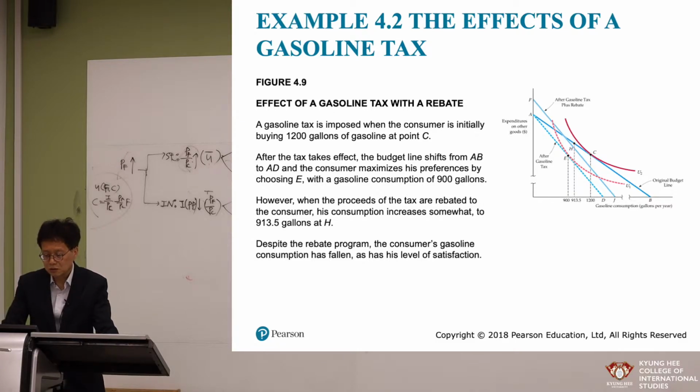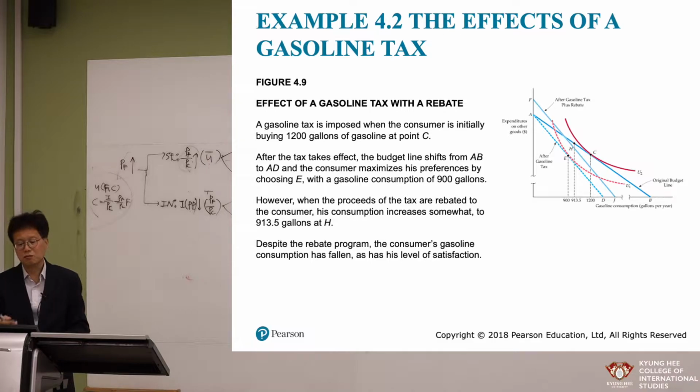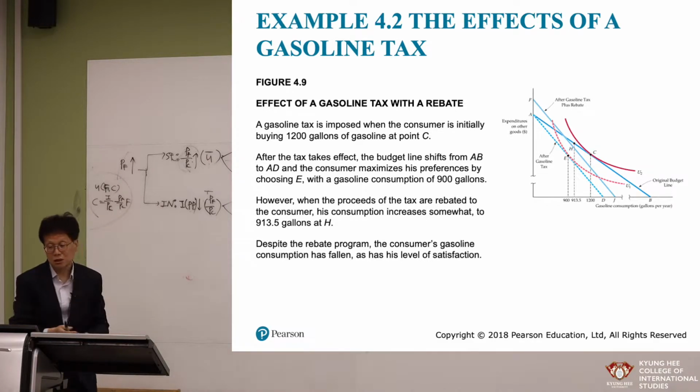So also think about example 4.2. Effects of a gasoline tax with a rebate. A gasoline tax is imposed when the consumer is initially purchasing 1,200 gallons of gasoline at point C. So the original equilibrium happens here at point C. After the tax takes effect, so the tax is imposed, the price of that good increases, right? So the price of that good increases.